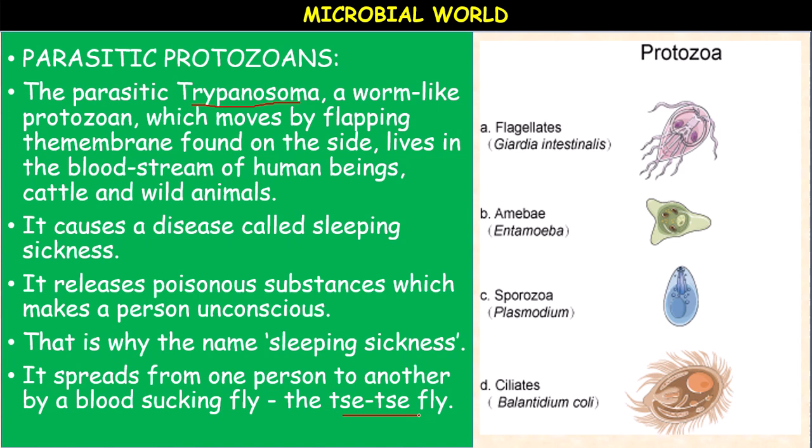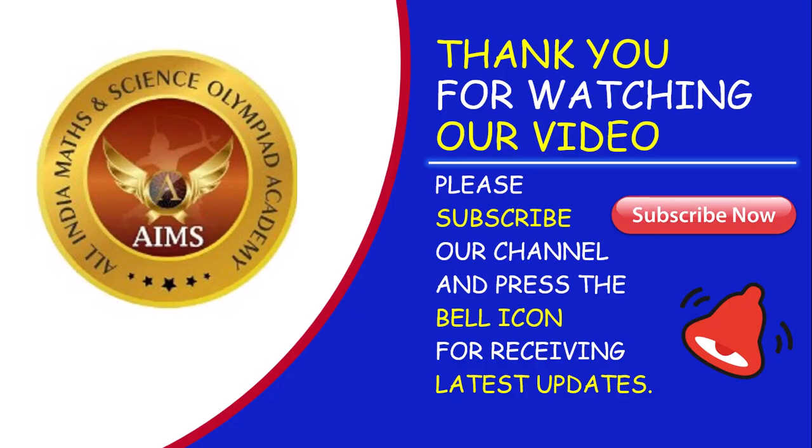Next, you can see the flagellated protozoan, Giardia intestinalis. Amoeba. Sporozoa, Plasmodium. Ciliate, Balantidium coli, it is also a protozoan. So, intestinal parasites, internal parasites, most of the protozoans are.